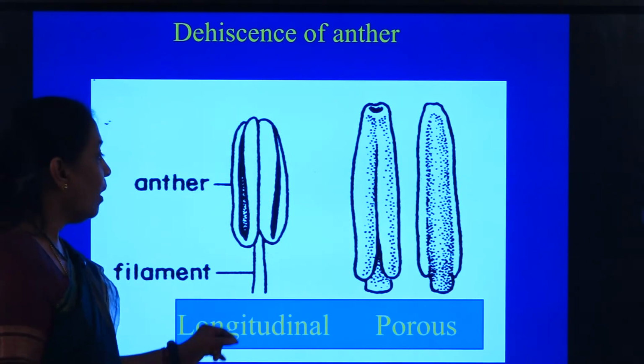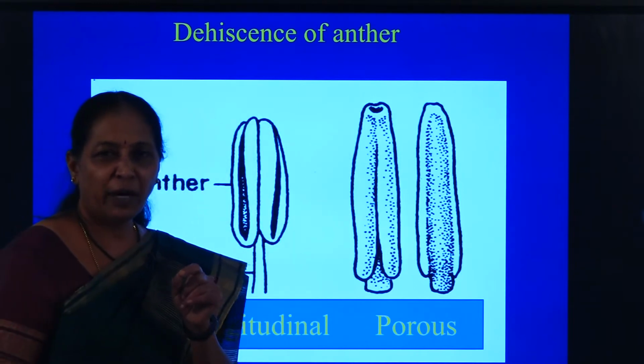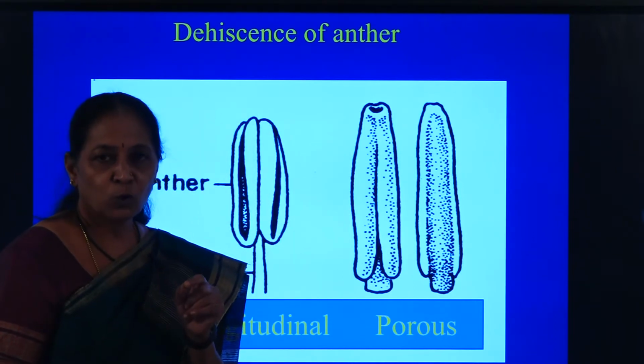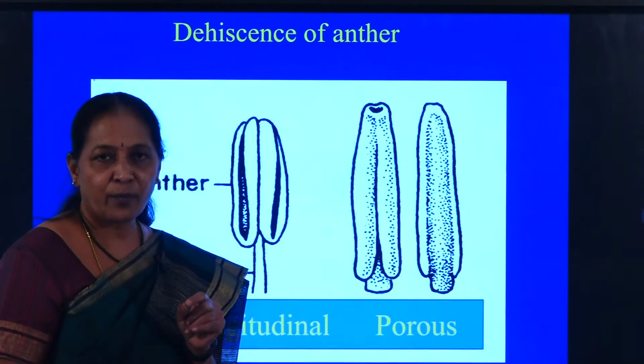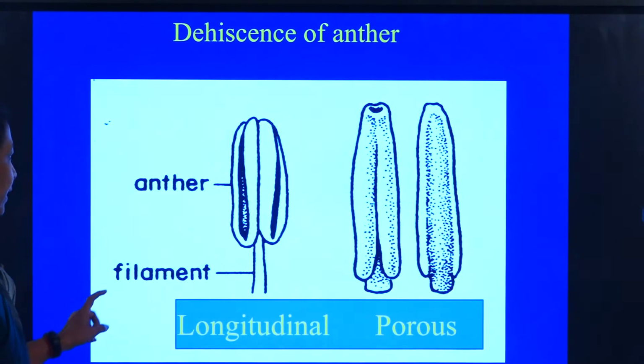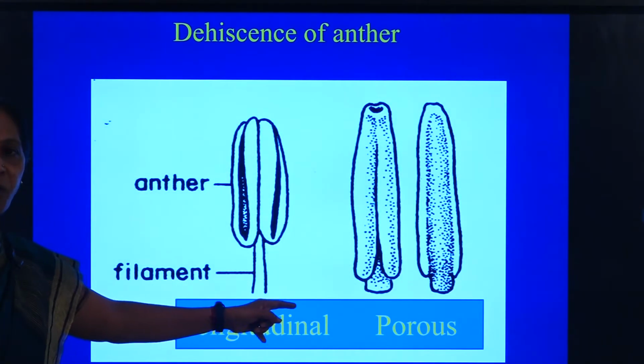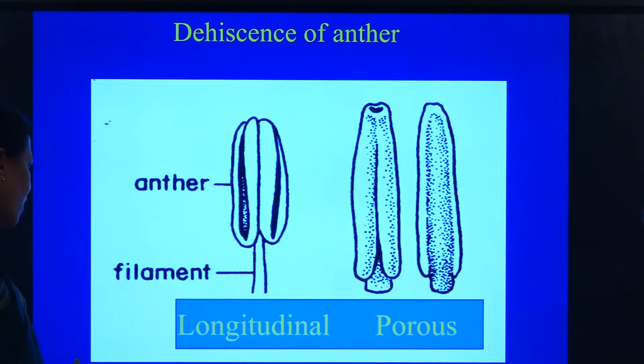Or when it is porous, a small minute pore is formed at the tip of the anther lobe. Through that, the pollen grains that are produced inside the anther lobe get dehisced. That is, one is the longitudinal dehiscence and the other is poricidal dehiscence or porous.